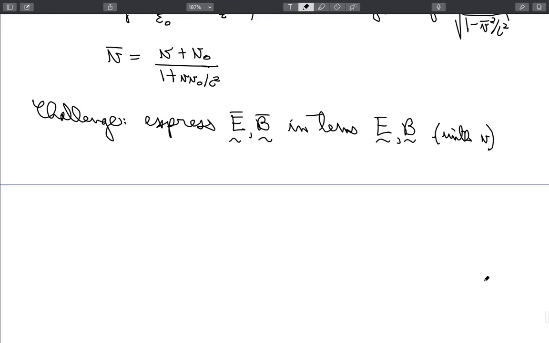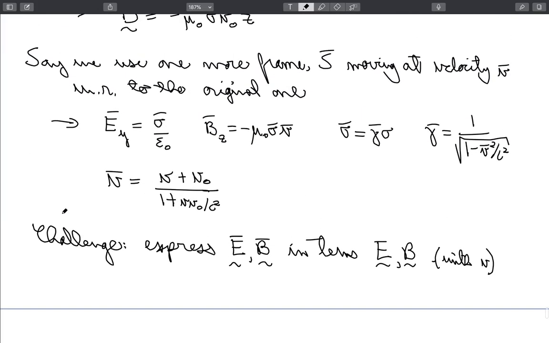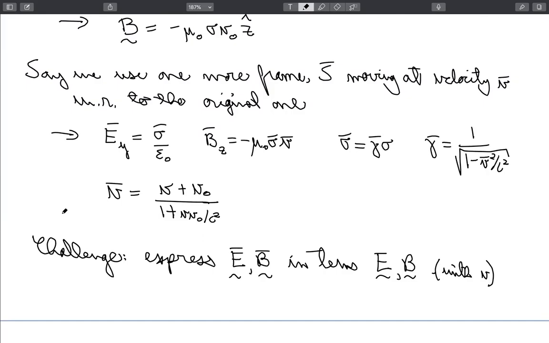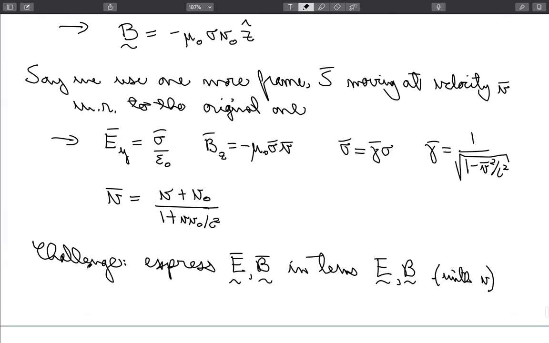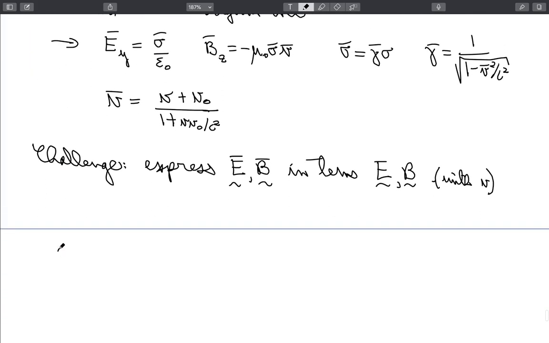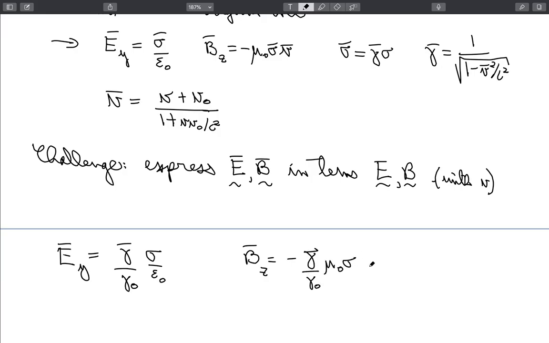Well, first of all, we can just compare the things that we have. To start, we can just see that the E_y is going to have a ratio of gammas like this, and the B similarly would have gamma bar over gamma 0, mu 0 sigma v bar.